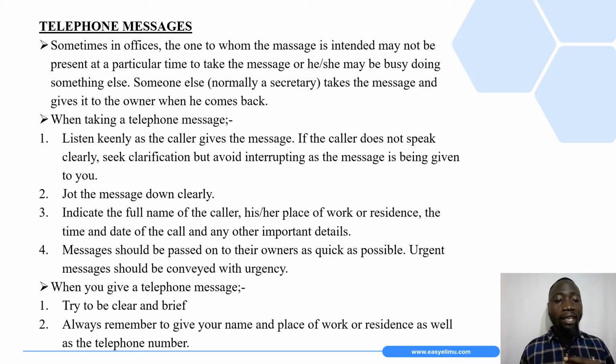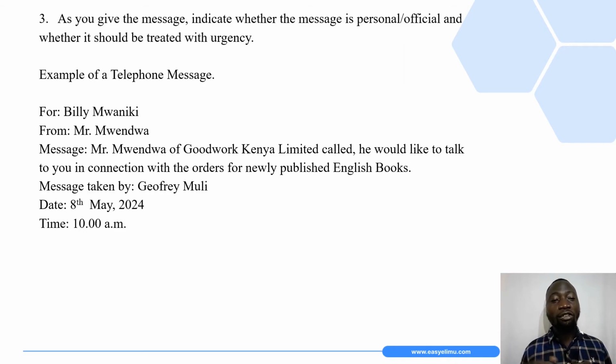On to the next thing, dear students. When giving a telephone message, that is after you have written down the message given by the caller, here are a few things that you should take note of. The first thing is to try to be clear and brief as you give the telephone message. Secondly, always remember to give your name and a place of work or residence, as well as the telephone number. Lastly, as you give the message, indicate whether the message is personal or official, and whether it should be treated with urgency.